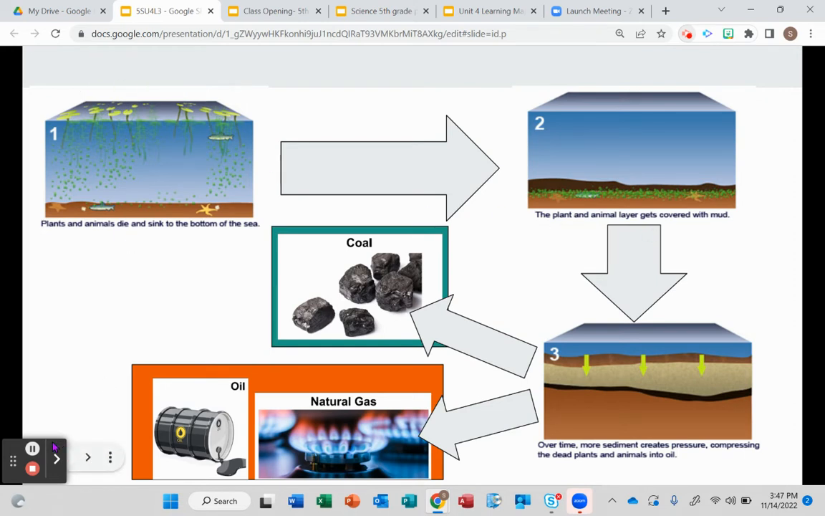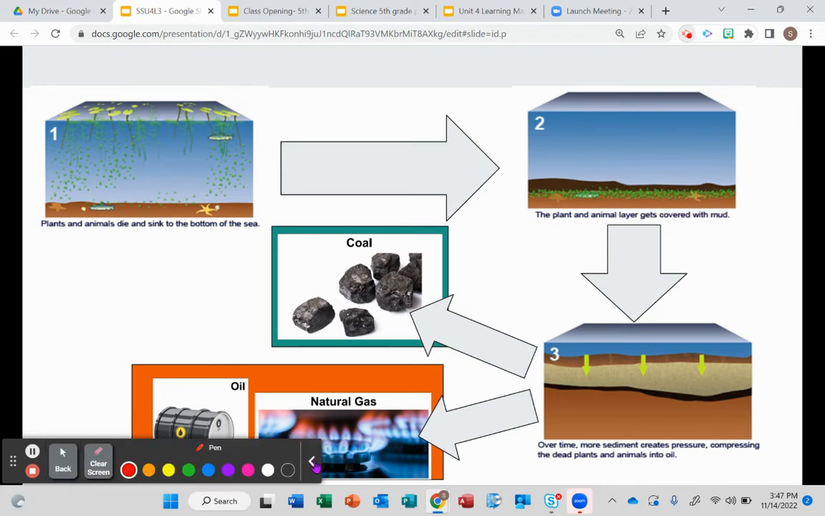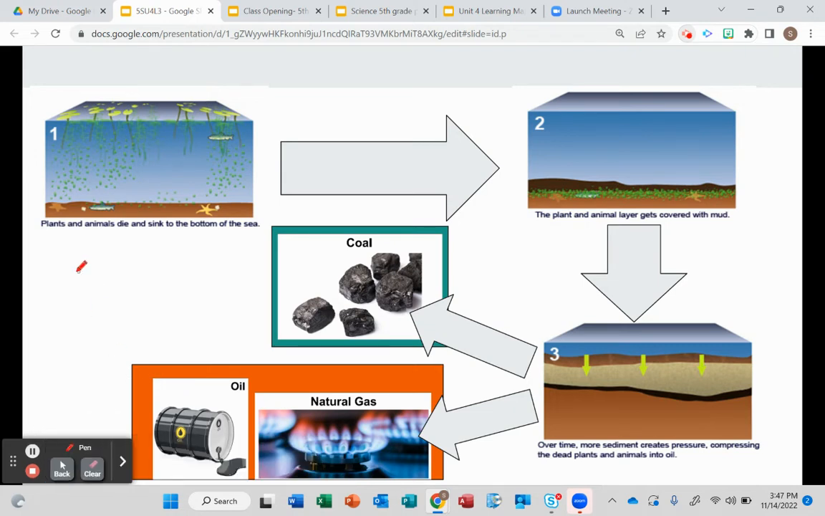Fossil fuels are first created from plants and animals, not necessarily marine plants or animals, and they die and sink to the bottom of the sea. Then from there, the animal and plant layers get covered with mud and different organic materials. And then all of that keeps getting pushed together and pushed together.